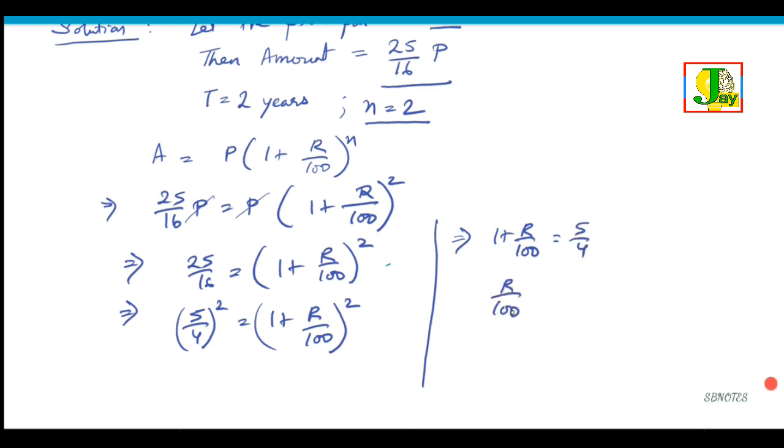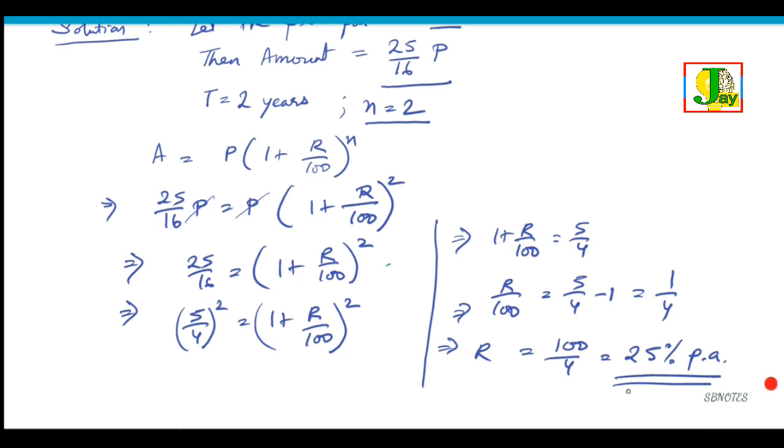r by 100 equals 5 by 4 minus 1. Taking LCM 4, 5 minus 4 gives 1 by 4. So r equals 100 by 4, that is 25% per annum. So this is the rate of interest per annum.